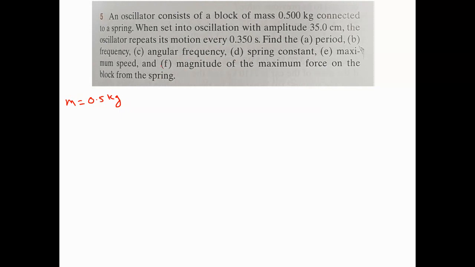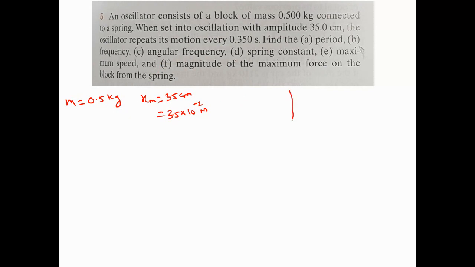When set into oscillation with an amplitude of 35 centimeters, what is your amplitude? My amplitude xm is equal to 35 centimeters. If you convert this into meters, it is 35 multiplied by 10 to the power of minus 2 meters. And this oscillator repeats its motion every 0.35 seconds. That means it is continuous, and its time period is given.